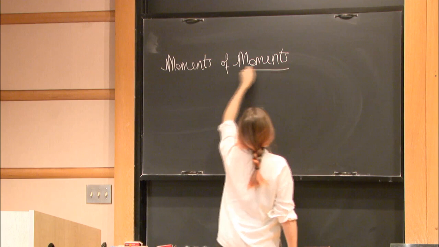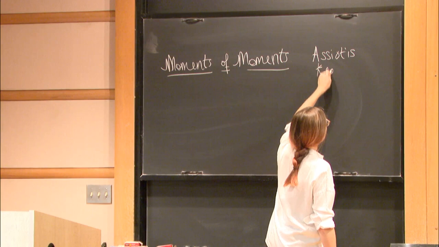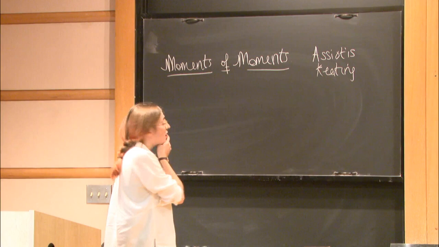So I'll shortly define what I mean by this, but I should first say that all of this is joint work with Theo Assiotis and Jon Keating. So I'll be concerned with three classical random matrix groups.